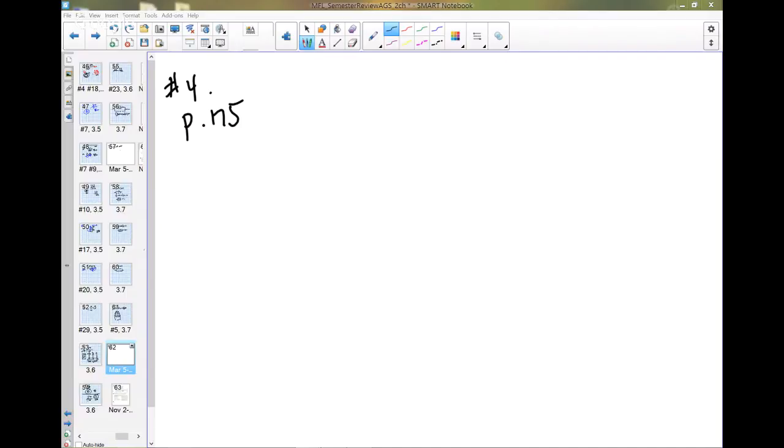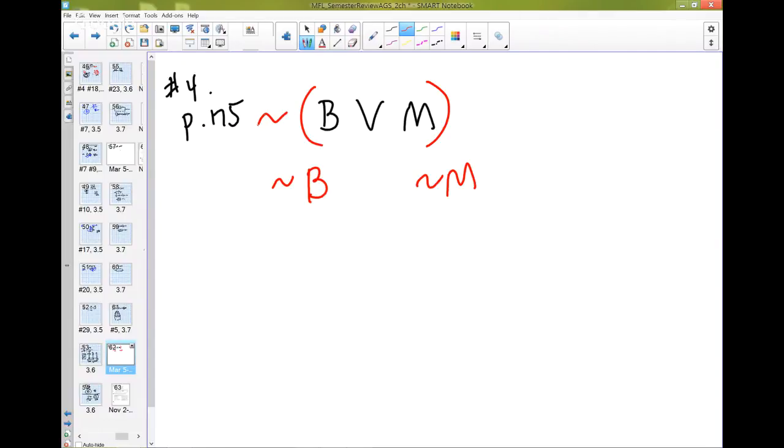Okay, number 4 on page 175. So part A says, I will go to the beach or go to the movies. I would write that this way: I will go to the beach, or I will go to the movies. Let's codify that. So there's how I code it. Now the question is, how does one do this? How do you negate that? And you remember that's De Morgan's law. That's equal to negate B, negate M, and then you have to reverse this.